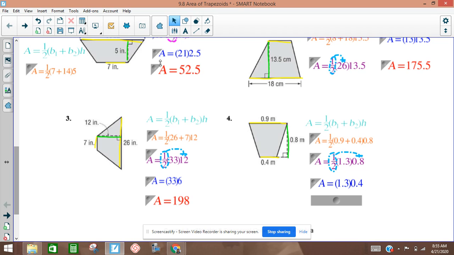When we multiply these two, my product will be 0.52. So careful with those decimals. So there you have it.